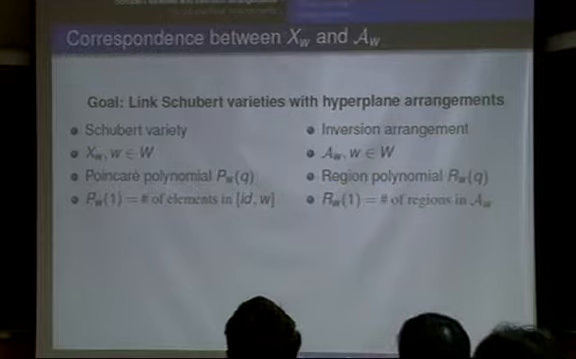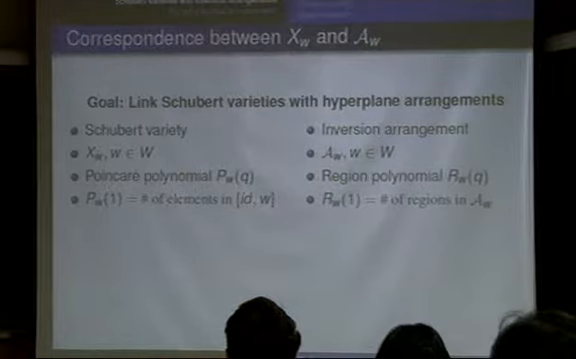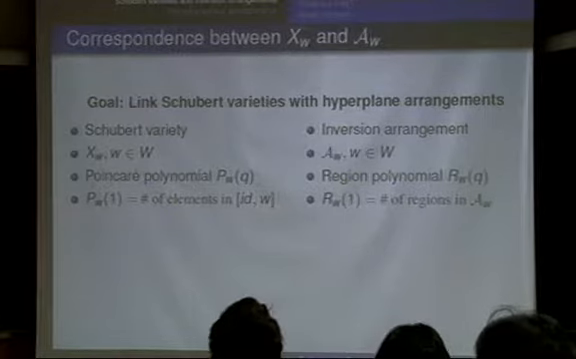The Poincare polynomial evaluated at the number 1 gives us the number of elements in the Bruhat interval between the identity element and the element we are looking at. I will explain this a little later again. And our region polynomial evaluated at the number 1 gives us the number of regions in the hyperplane arrangement.